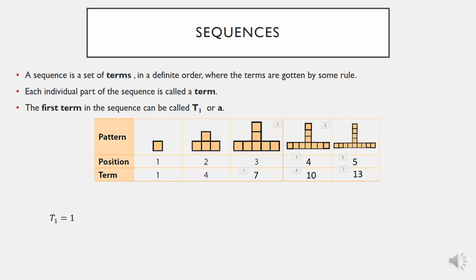So T1 equals 1, there's 1 box. T2 equals 4. T3 is 7. T4 is 10. And T5 is 13. So the sequence is 1, 4, 7, 10, 13. So that's the pattern. They are in a definite order. And the rule to get the numbers is to start with 1, add 3 each time. So that's the sequence being a set of terms in a definite order where the terms are gotten by some rule. The rule is to add 3 every time.